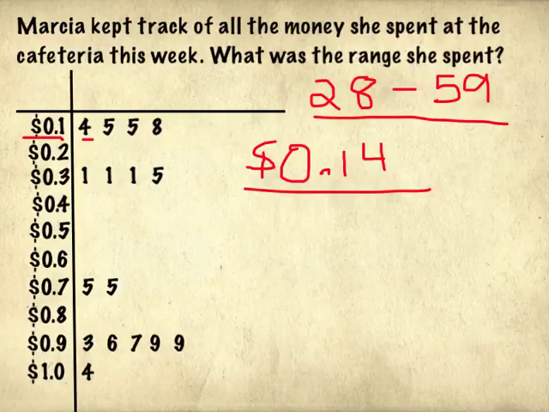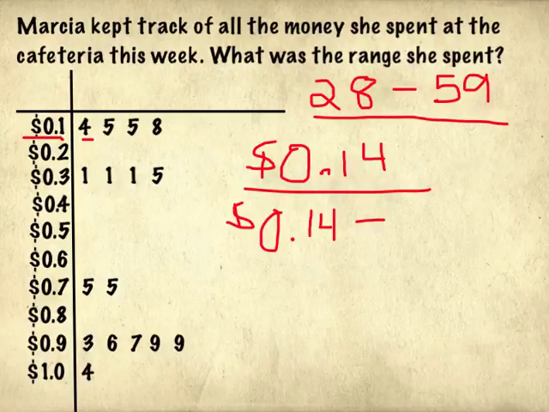So that is going to be the first value of my range. 14 cents is the smallest amount she spent. I don't know what she bought for 14 cents, but it must have been something great. And that's going to go to the biggest amount she spent. So if I look down here, everything goes in order, so that's going to give me my biggest amount.